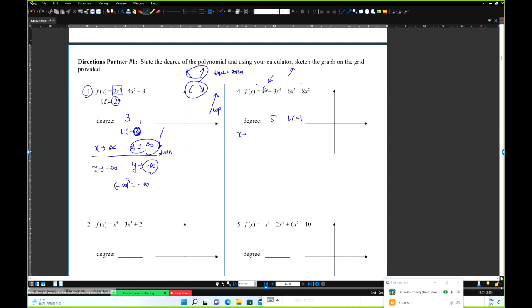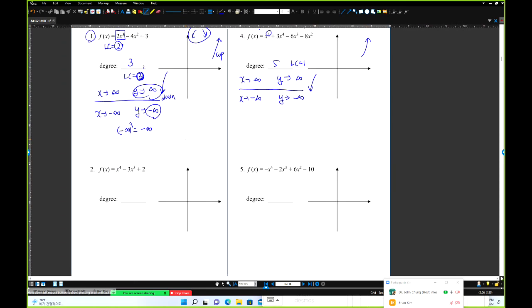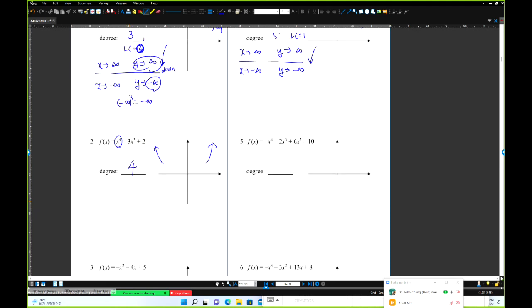When it goes to infinity, what is the y? Infinity to the 5th is still infinity. Now you go to the left. Negative to the fifth power is still negative. So rise up on the right, left down, opposite way. For degree 4, which is even positive, both up, because the leading coefficient is still positive. LC is 1 over here, okay?